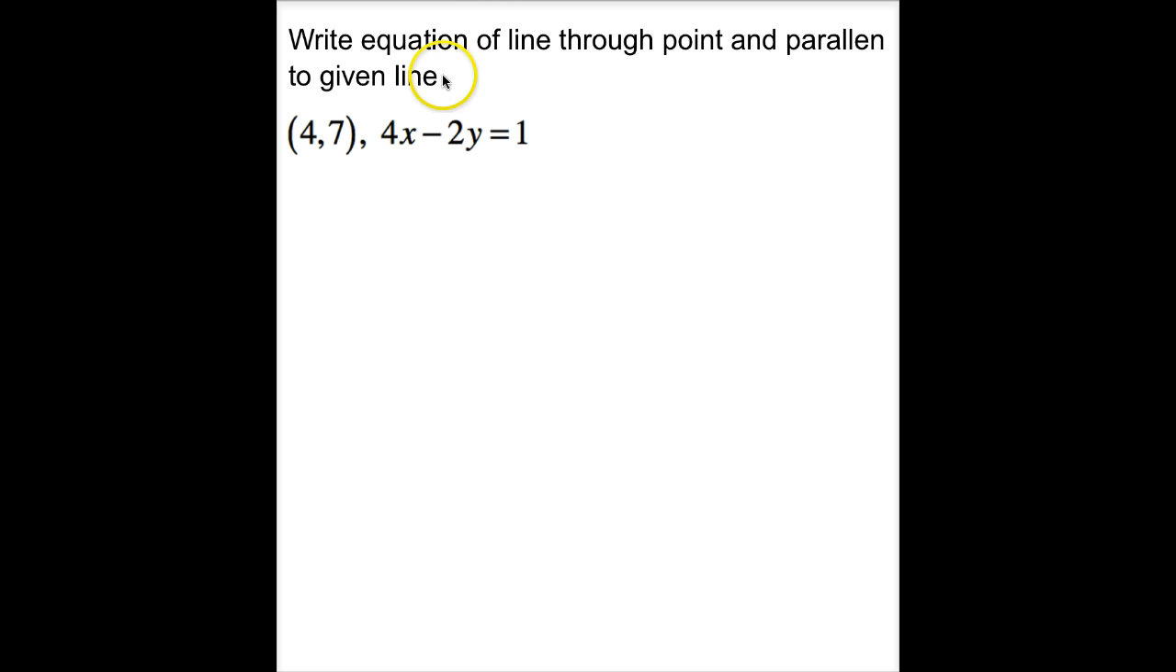Now finally, what if I want an equation of a line through the point and parallel to the given line? Well, the first thing you have to do is put this in slope-intercept form. So I have negative 2y is 1 minus 4x. So y is minus 1/2 plus 2x. So the slope in this case is equal to 2.